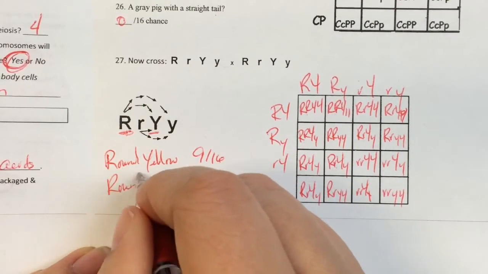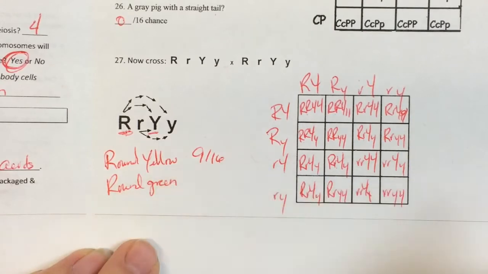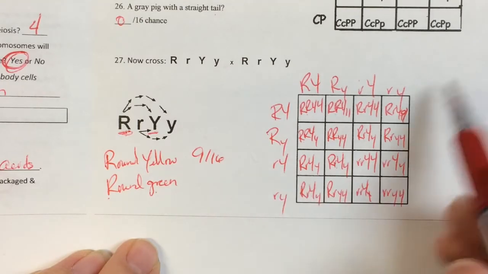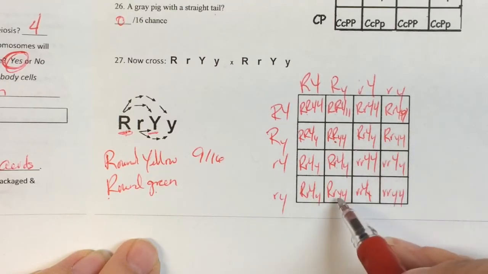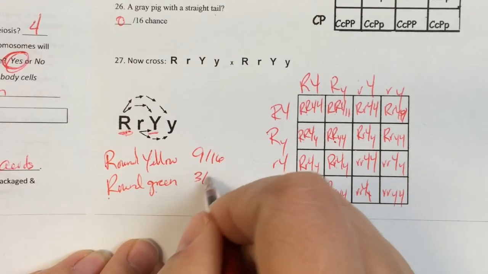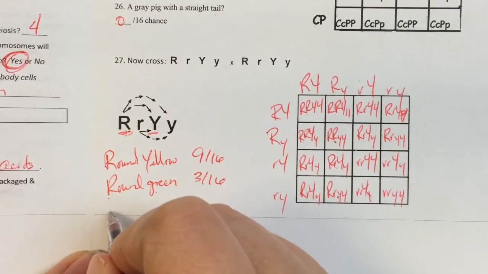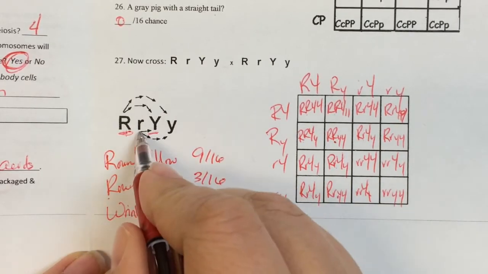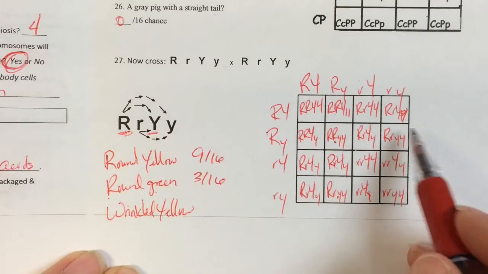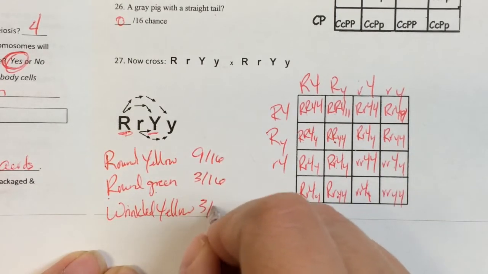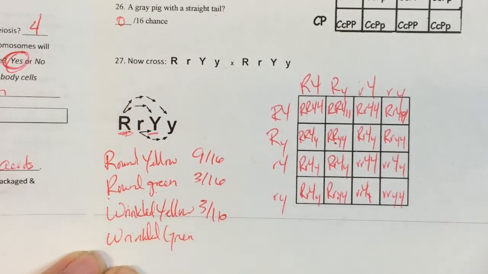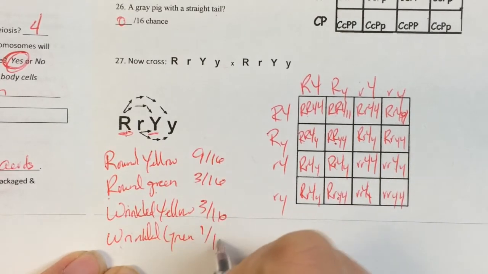And then how many would be round, and let's just say that other one would be green. And so that would have to have a capital R and 2 little y's. And we can see we've got 1, 2, 3 like that. So that's 3/16. And how many would be, let's assume our other trait is wrinkled yellow. So that means little r, big Y with something else. So 1, 2, 3. And then how many would be wrinkled green? That would be little r, little y, little y. Sounds like an auctioneer. And we only have 1/16.